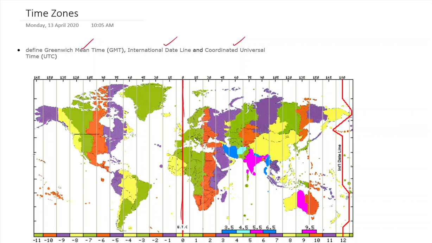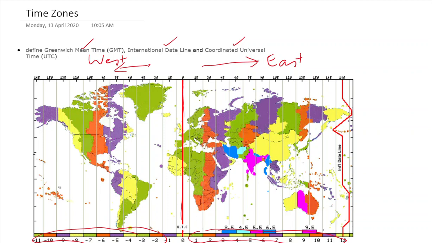So these numbers down the bottom here show us hours in front of Greenwich Mean Time, and these ones show us the hours behind mean time. So anywhere to the east of the prime meridian is in front of Greenwich Mean Time, and anywhere to the west of the prime meridian is behind Greenwich Mean Time.